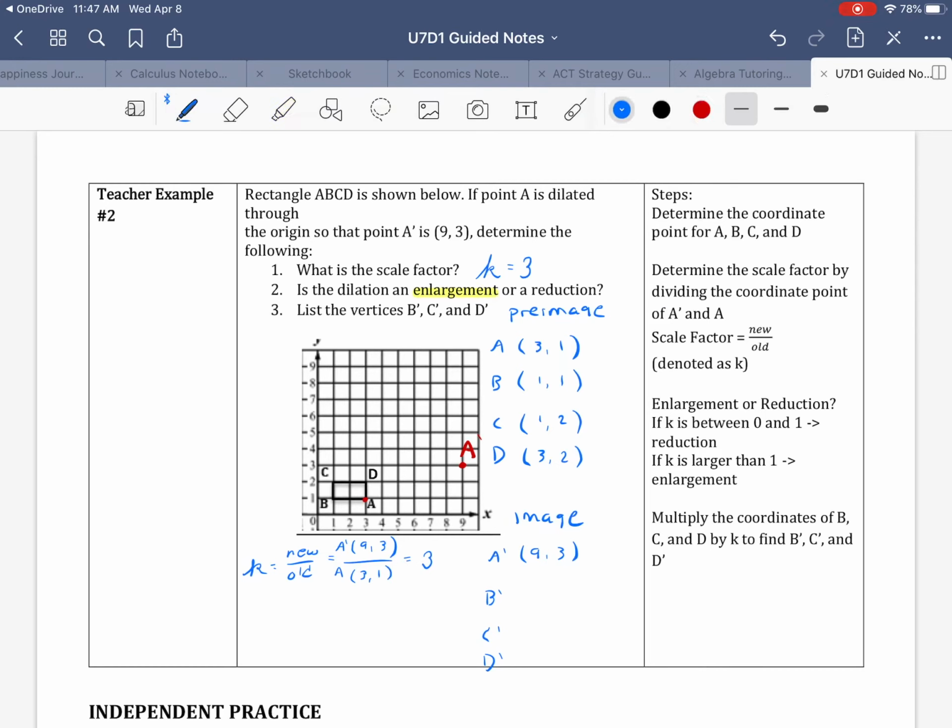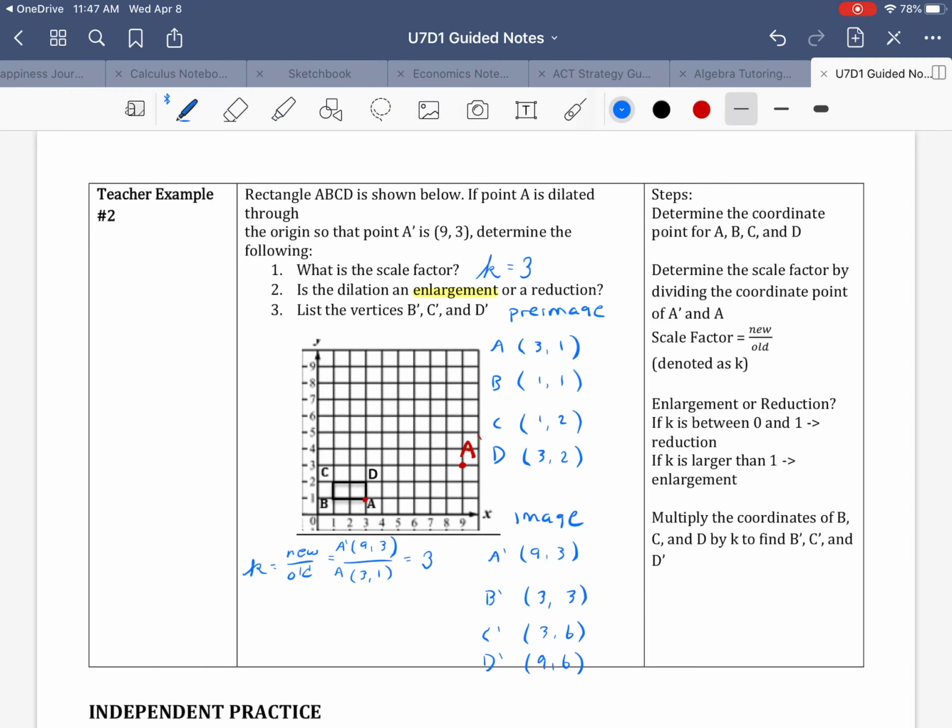And from there, we need to list the vertices for B prime, C prime, and D prime. All we need to do is multiply all of these numbers by 3. So B is going to go 1 times 3 is 3, 1 times 3 is 3. C is going to be 3, 6. And D is going to be 9, 6.